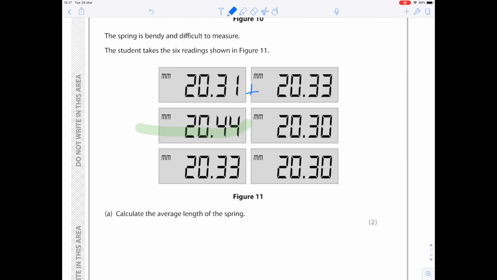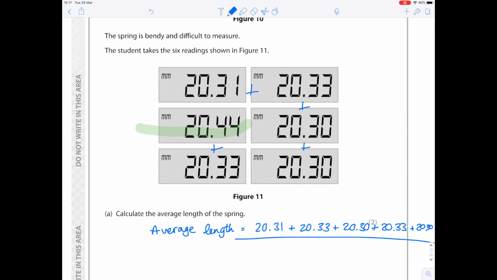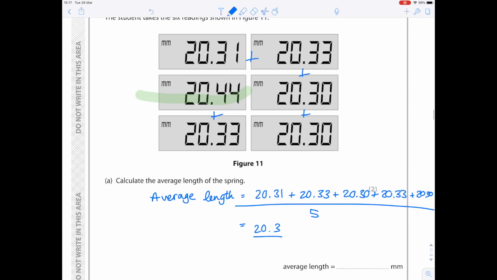With everything else though, we're just going to be adding together all of these values. So average length equals these numbers added together, and then divide them by the number of values you have, which is 5, and once you put that into your calculator you get a value which is 20.3.